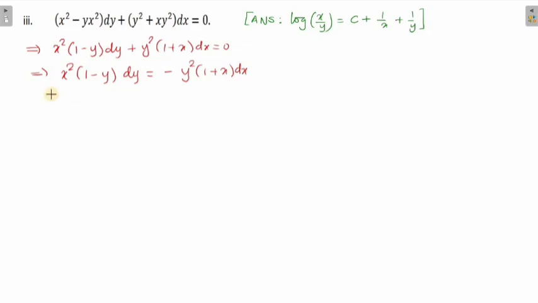Okay, now what shall we do? Let's bring this minus y square here. Now if I bring minus y square out here and x square down there, so you get 1 minus y divided by minus y square dy is equal to here you get 1 plus x divided by x square dx. Simple. Now better open the bracket.